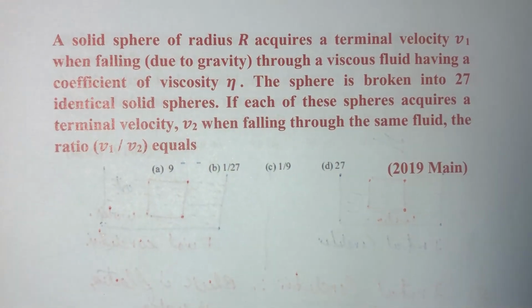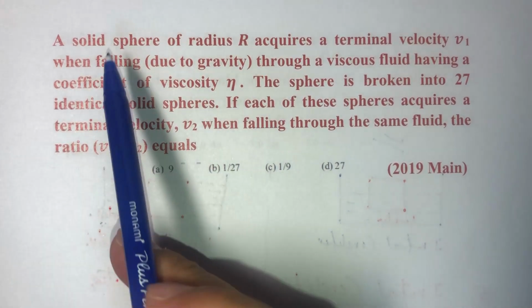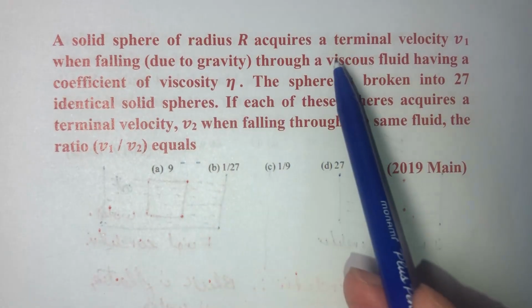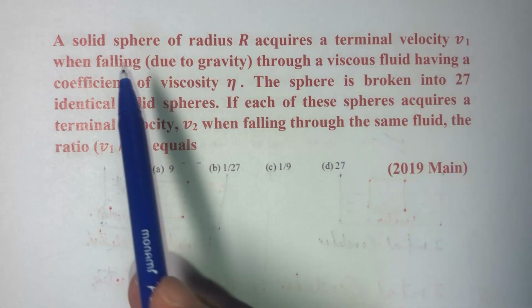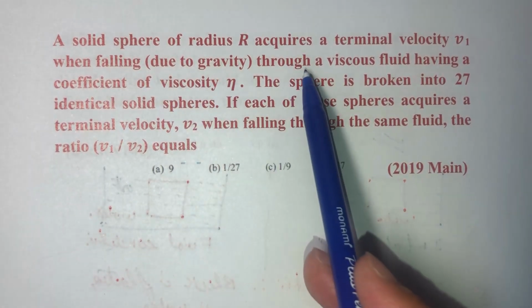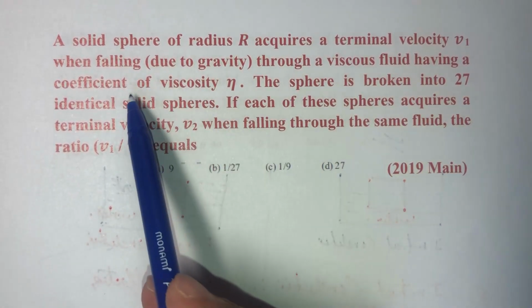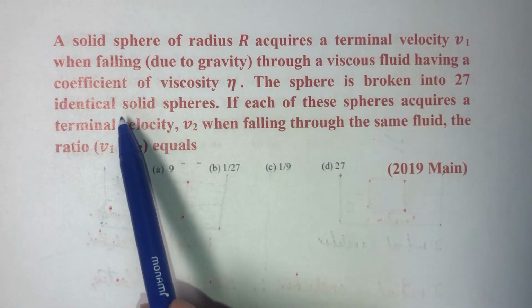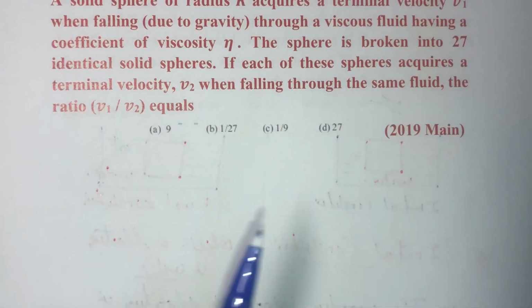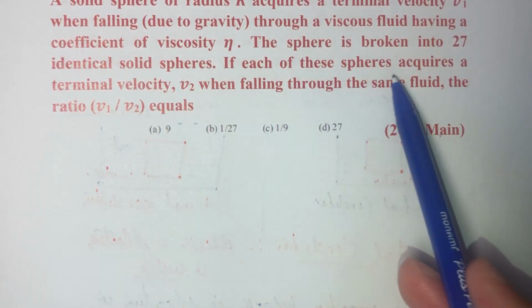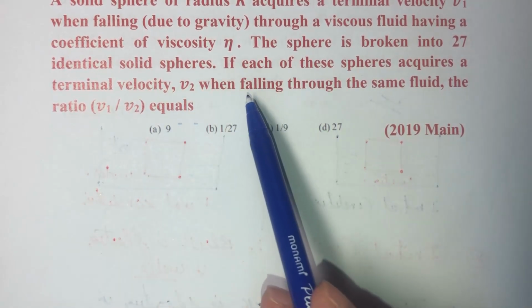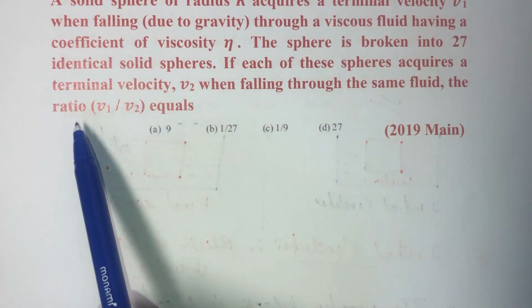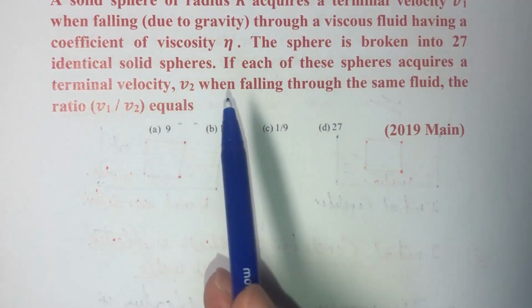Hello friends, in today's question, a solid sphere of radius r acquires a terminal velocity v1 when falling due to gravity through a viscous fluid having a coefficient of viscosity nu. The sphere is broken into 27 identical solid spheres. If each of these spheres acquires a terminal velocity v2 when falling through the same fluid, then the ratio v1 by v2 is equal to.